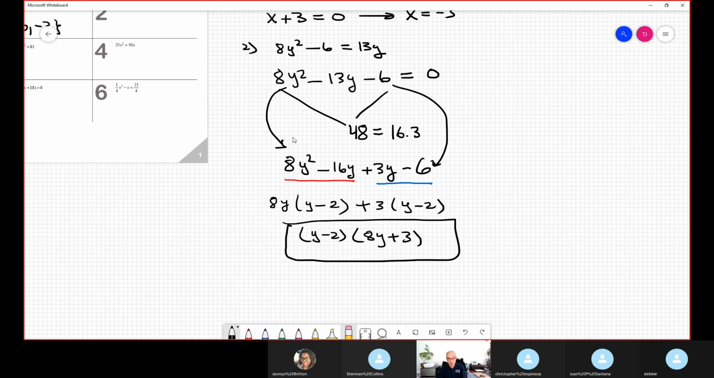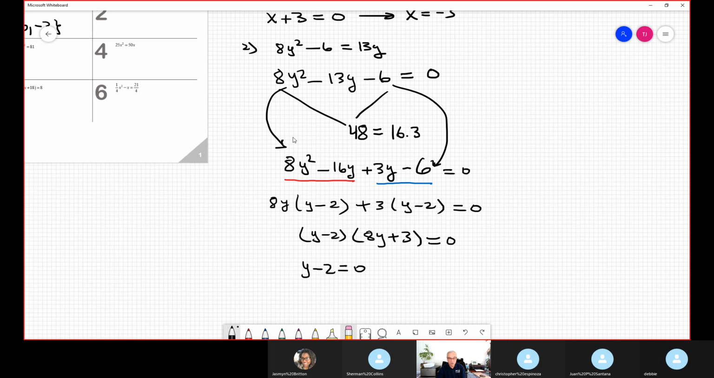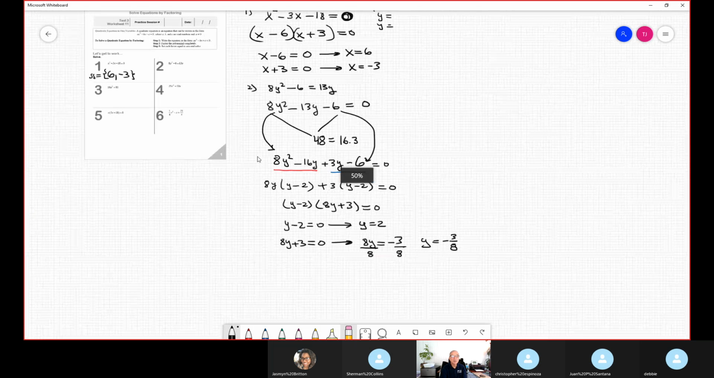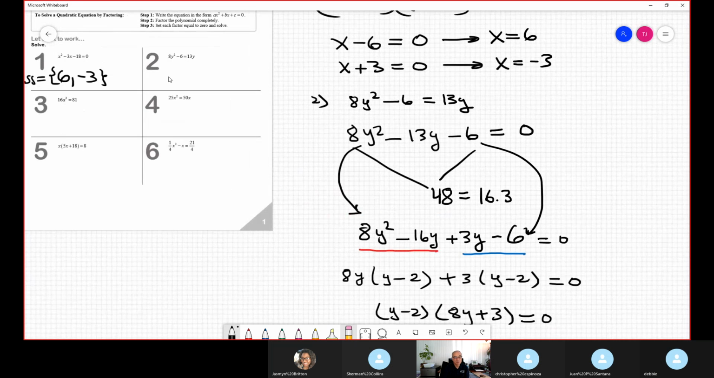Final answer of the factorization? No, it's an equation, you need to solve it. So, equal to 0. I forgot the equal to 0. Now you separate into two equations: y minus 2 equal to 0 and 8y plus 3 equal to 0. In this case, y is 2. In this case, 8y is equal to minus 3, divided by 8 both sides. y is equal to minus 3 over 8. Okay, this is the solution for case number 2. We have two solutions, as expected because it's a quadratic equation.